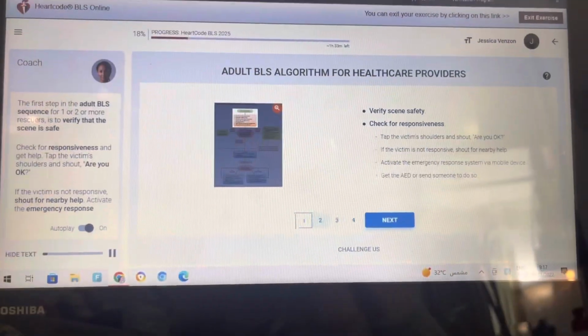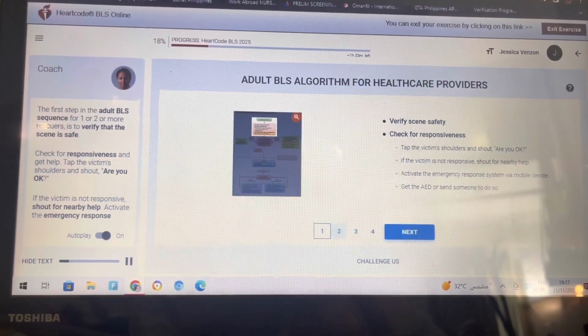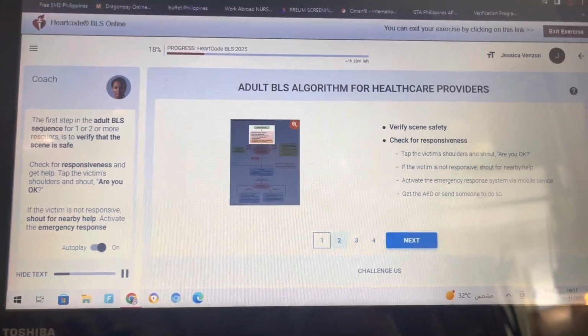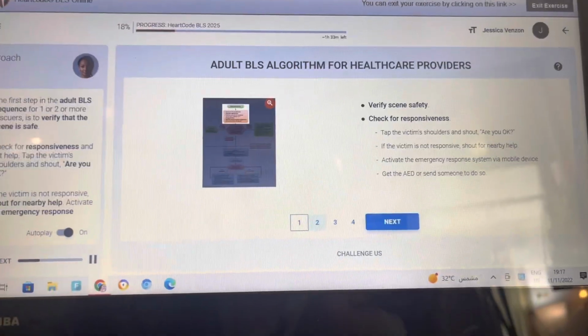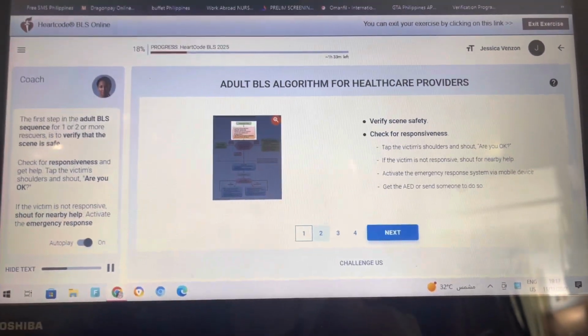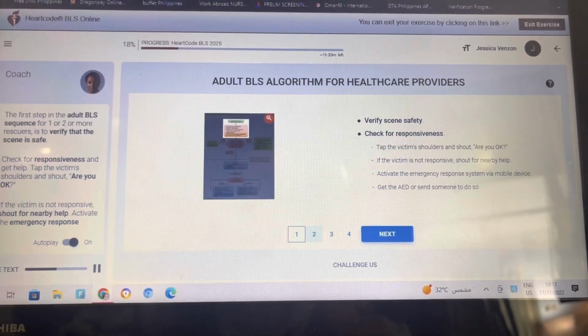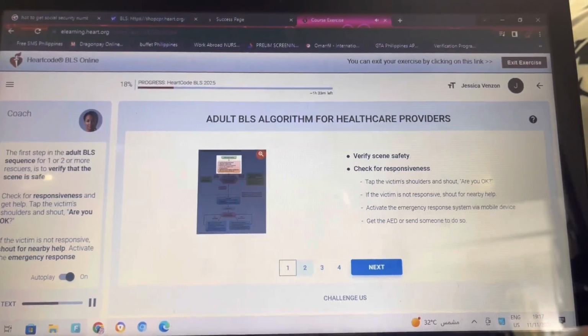The adult BLS sequence for 1 or 2 or more rescuers is to verify that the scene is safe. Check for responsiveness and get help. Tap the victim's shoulders and shout, "Are you okay?" If the victim is not responsive, shout for nearby help.